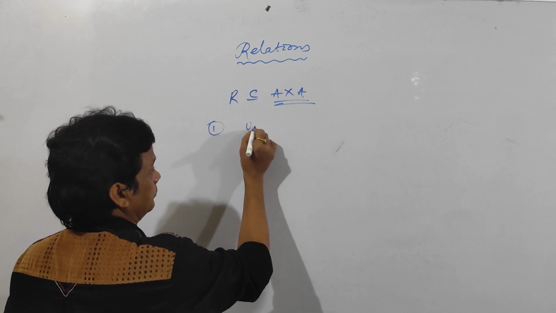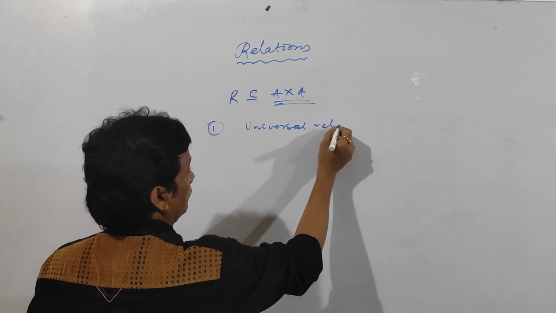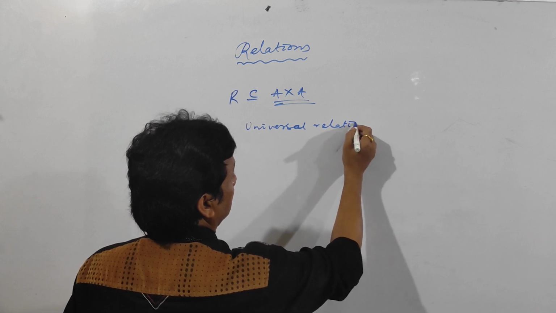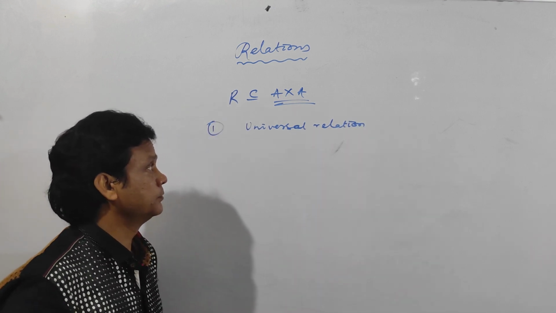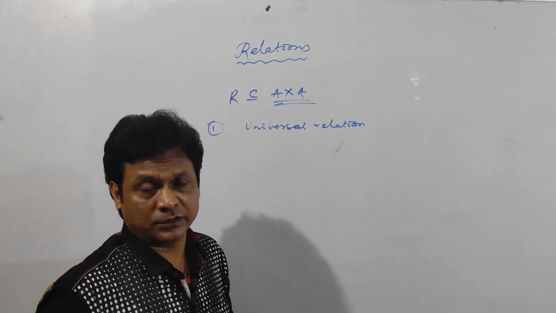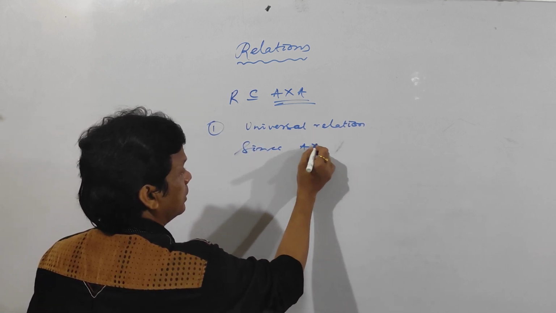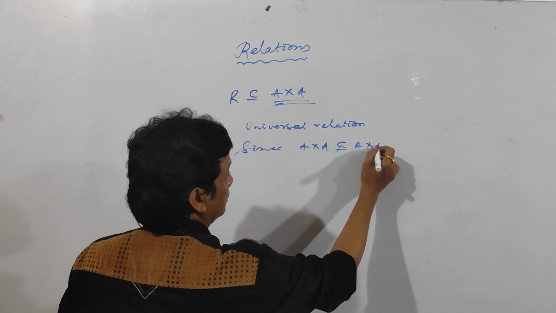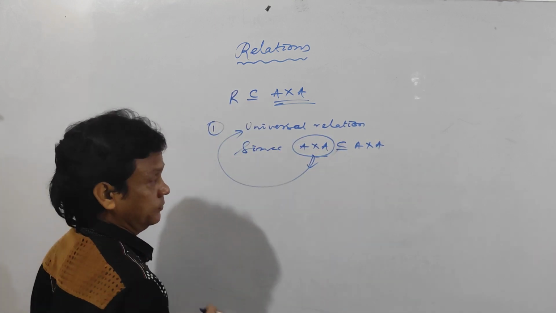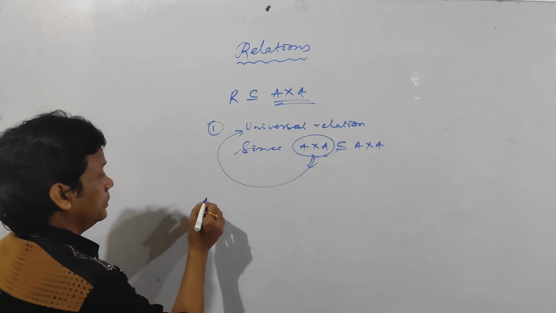See, a very important point I am going to tell you. Universal relation. It is the largest relation. That means any subset of A cross A is a relation. Clear? Since A cross A is a subset of A cross A, A cross A is a relation, and this relation is called the universal relation. Clear?